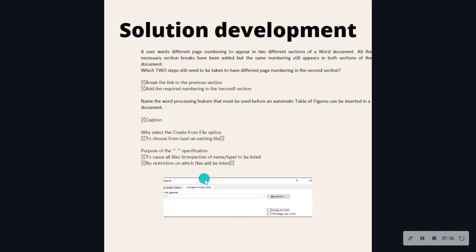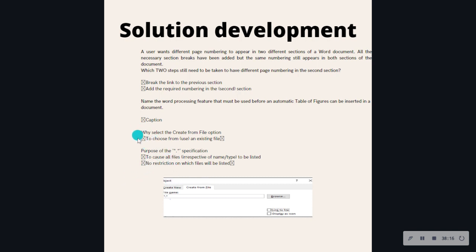Okay, then if I ask you to name a word processing feature that must be used before an automatic table of figures can be inserted in a document, that would be a caption. You need to first caption all your little figures that need to form part of your table of figures.